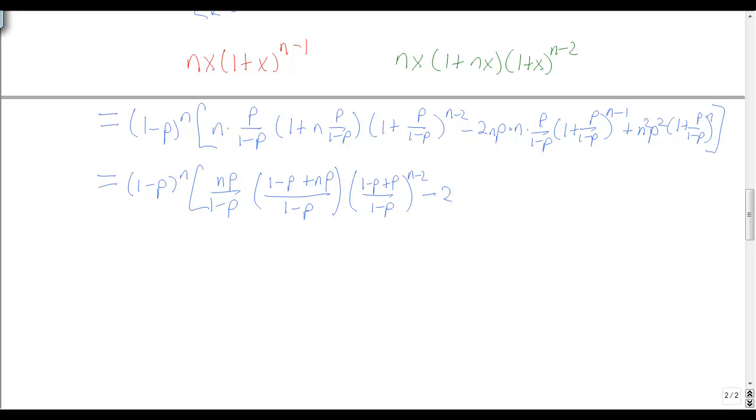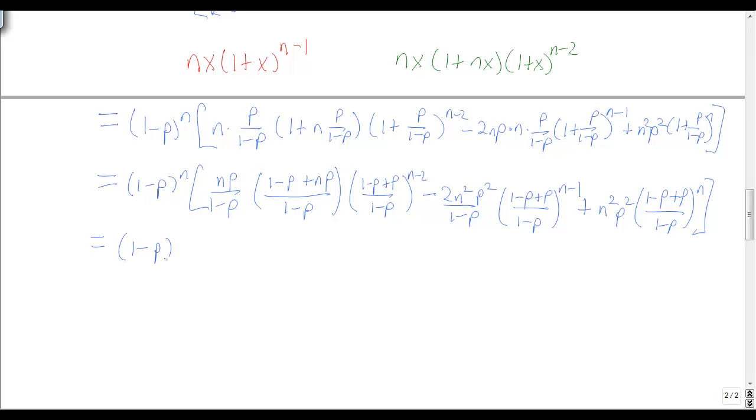Next bit, we have 2. Let's see, we have n times n, that's n squared. We have p times p here, that's p squared. We have a 1 minus p in the denominator for this guy. And then this, sort of to the n minus 1 bit, that's going to give us 1 minus p plus p over 1 minus p to the n minus 1. And finally, we have our n squared p squared. Same thing, 1 minus p. 1 is 1 minus p over 1 minus p plus p over 1 minus p to the n.